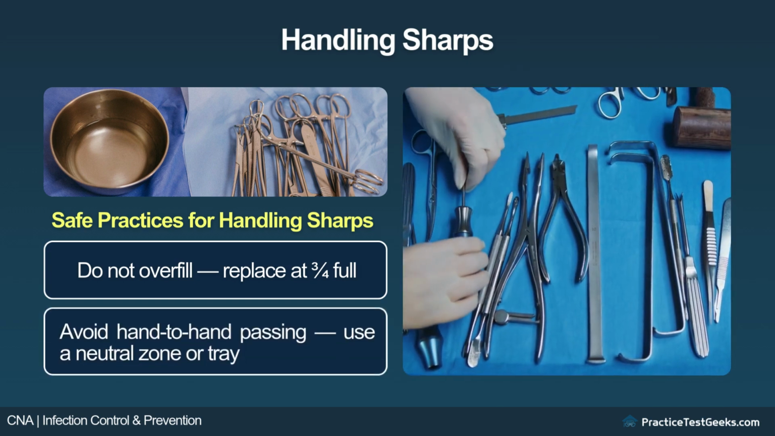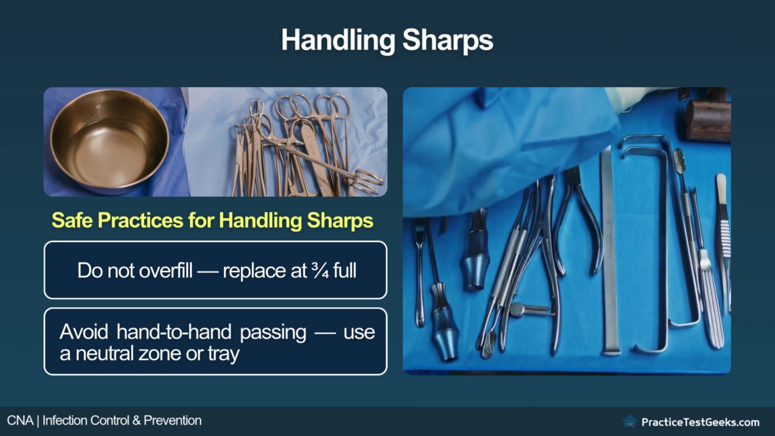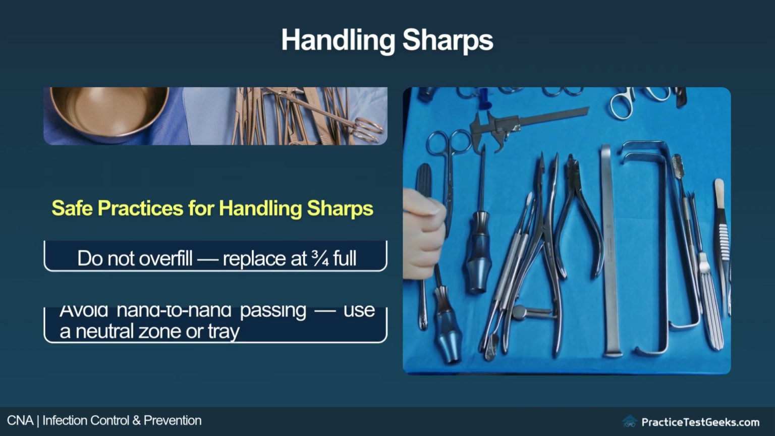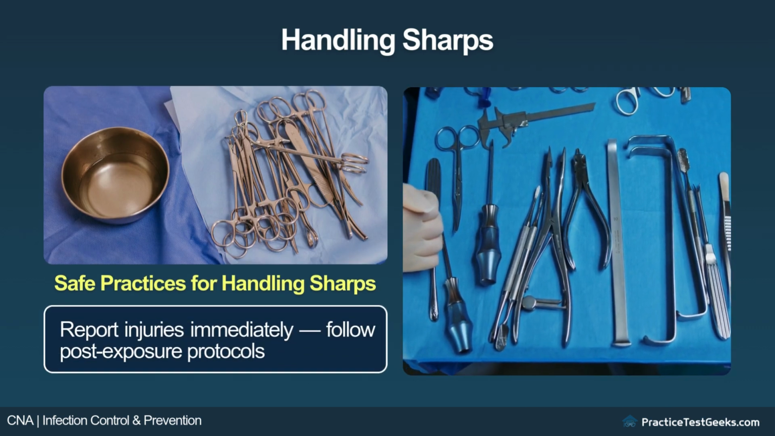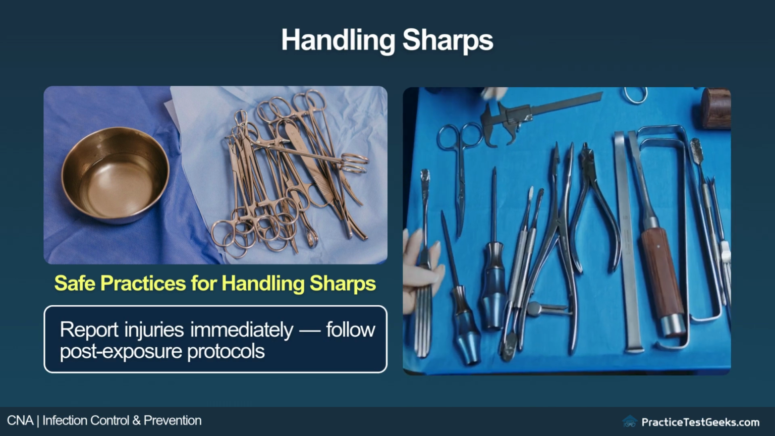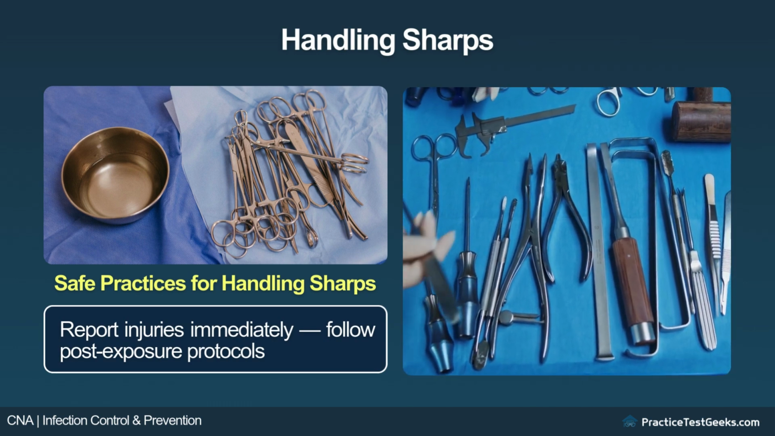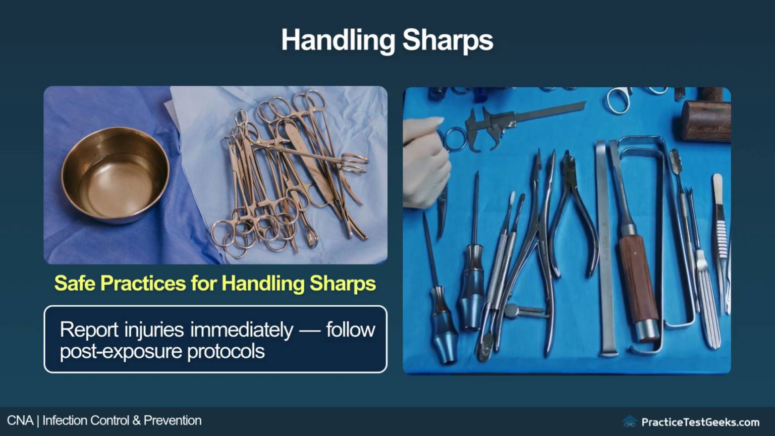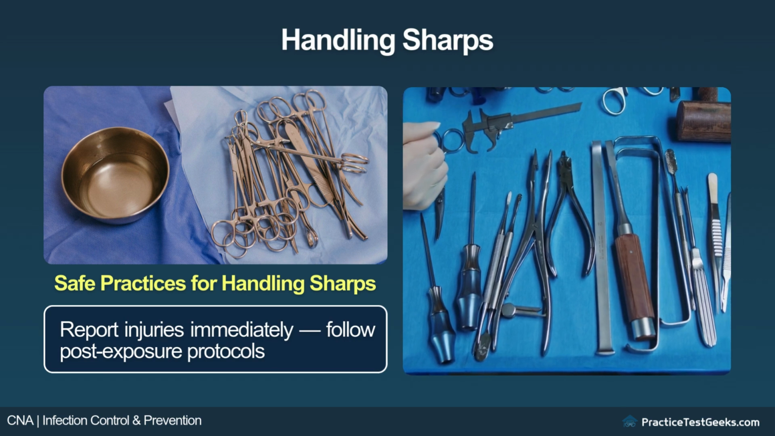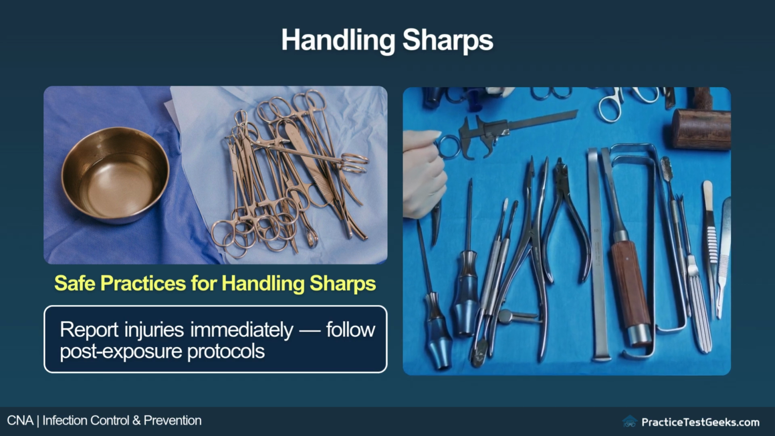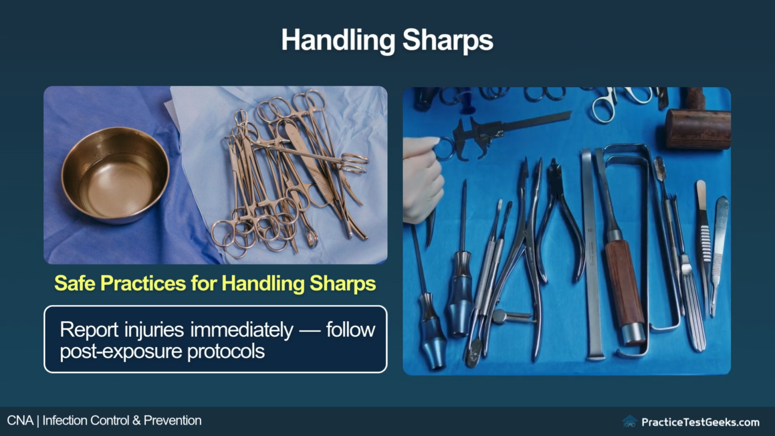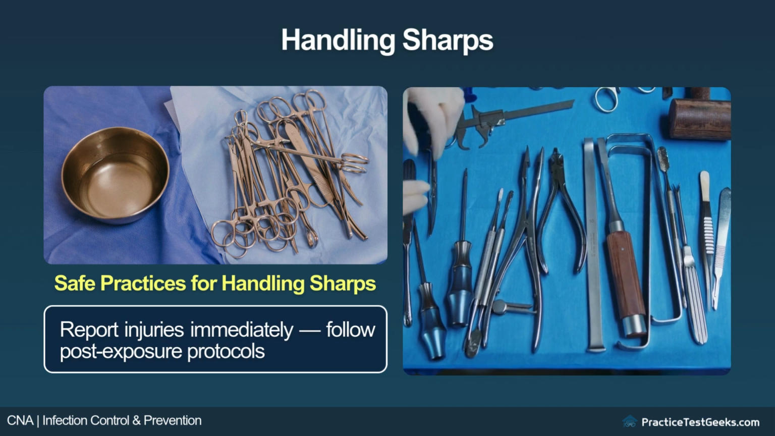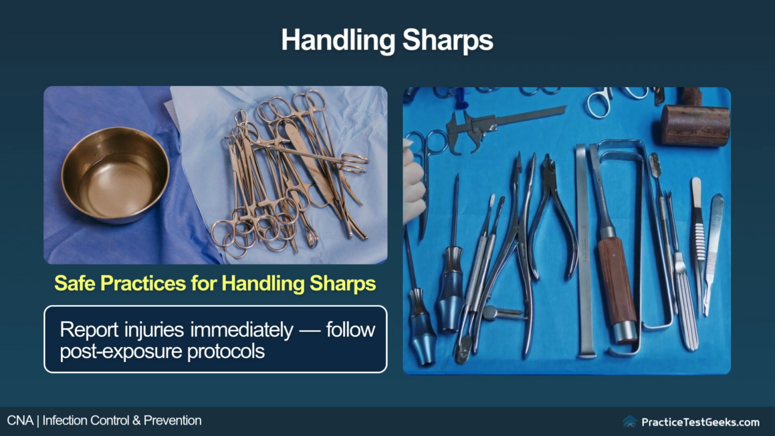Furthermore, avoid hand-to-hand passing. Use a neutral zone or place sharps on a tray to prevent accidents when transferring them. Finally, if a needle stick or sharps injury occurs, report it immediately and follow your facility's post-exposure protocols without delay. In short, proper sharps handling is all about prevention. By following safe disposal practices and avoiding risky behaviors, CNAs protect not only themselves, but also coworkers and residents from potentially life-threatening infections.